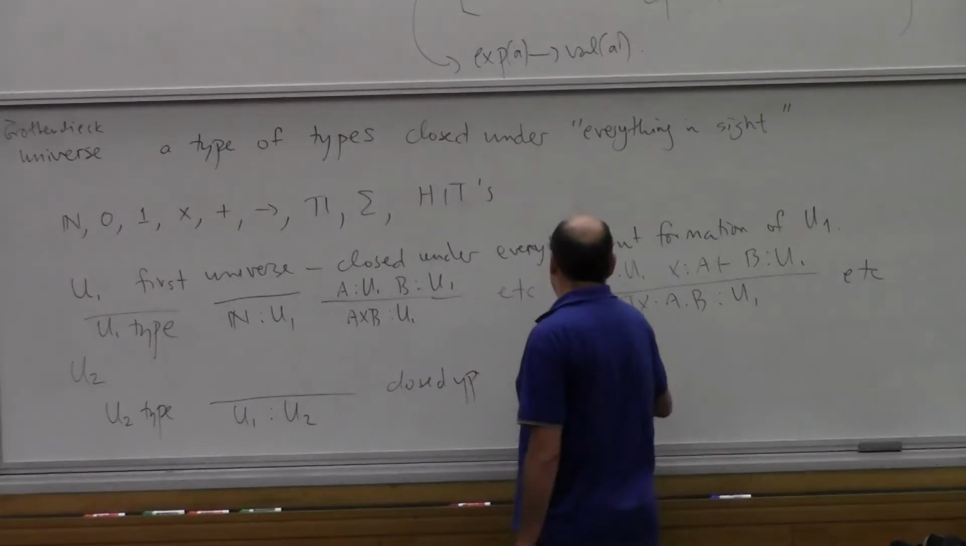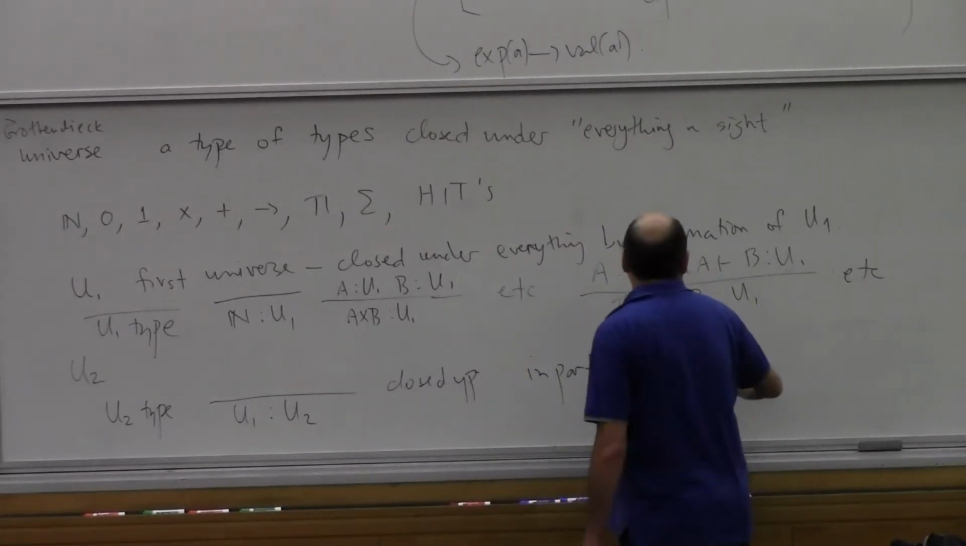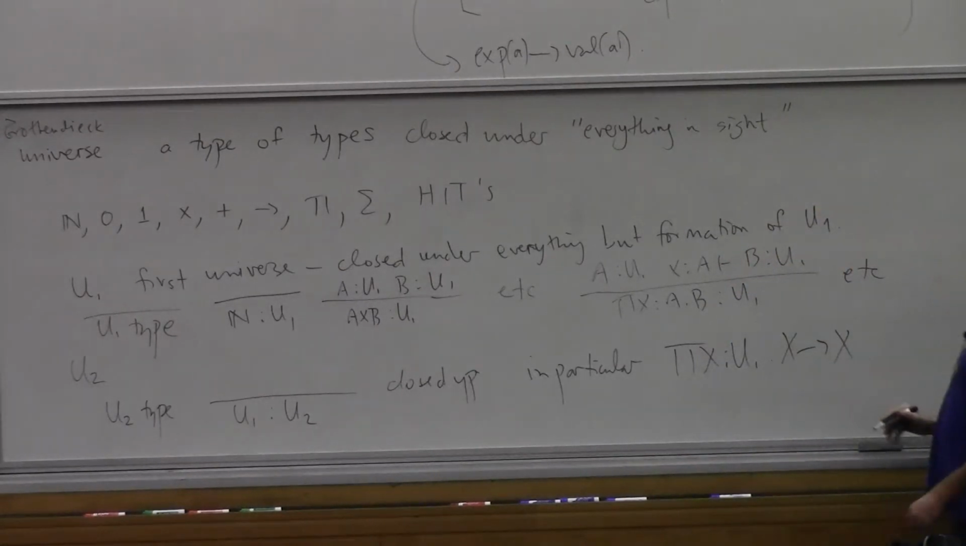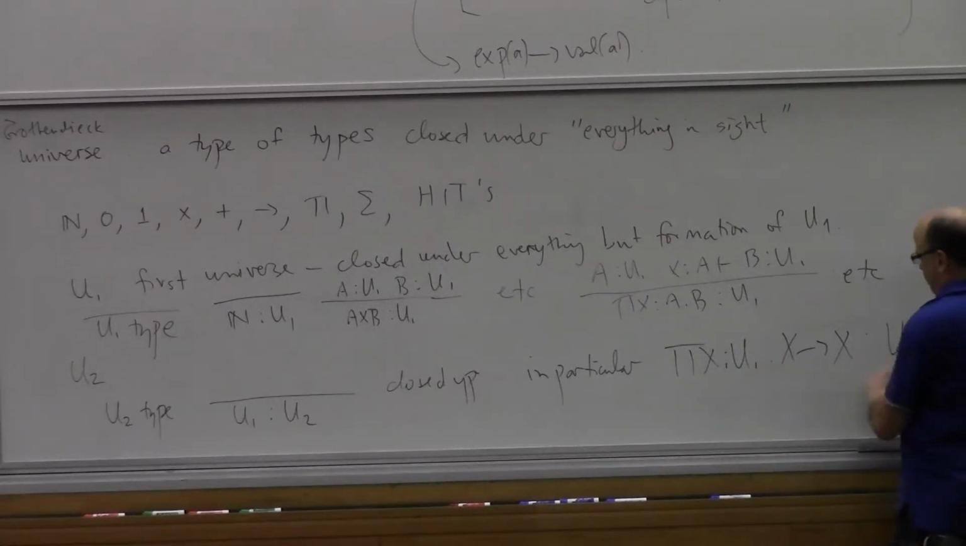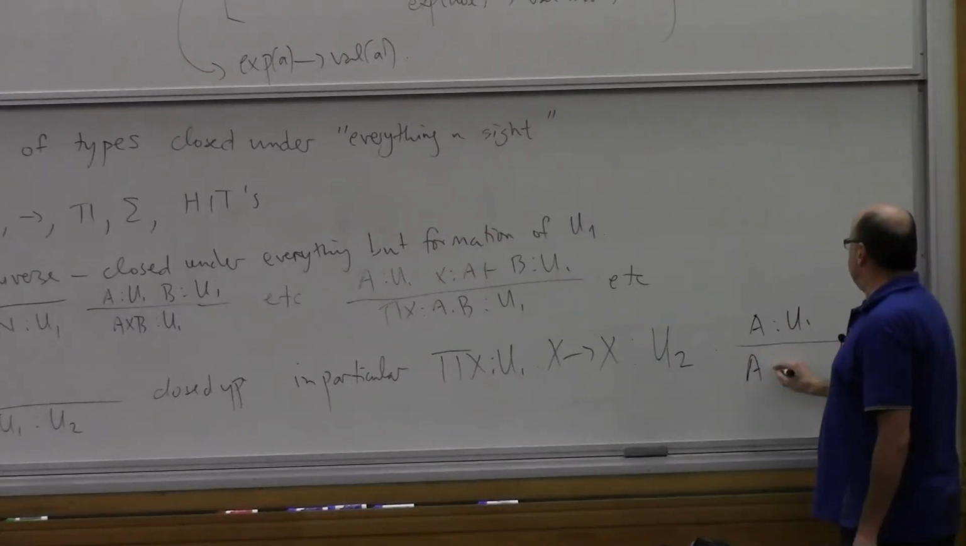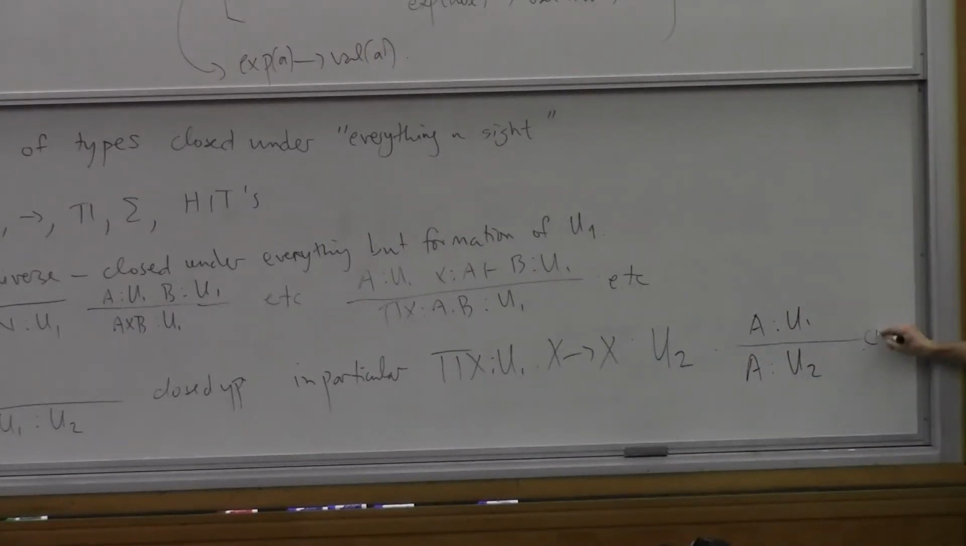So in particular, we can give an example. I can form pi x in U1, x arrow x, maybe, and that will be in U2. Why? Because U1 is in U2, and every universe is closed under everything in sight. So U1 is in U2, and everything that's in U1 is a type, so the function space is in U2. And you have cumulativity, I forgot to say, which is to say that if A is in U1, then A is in U2. That's called cumulativity.